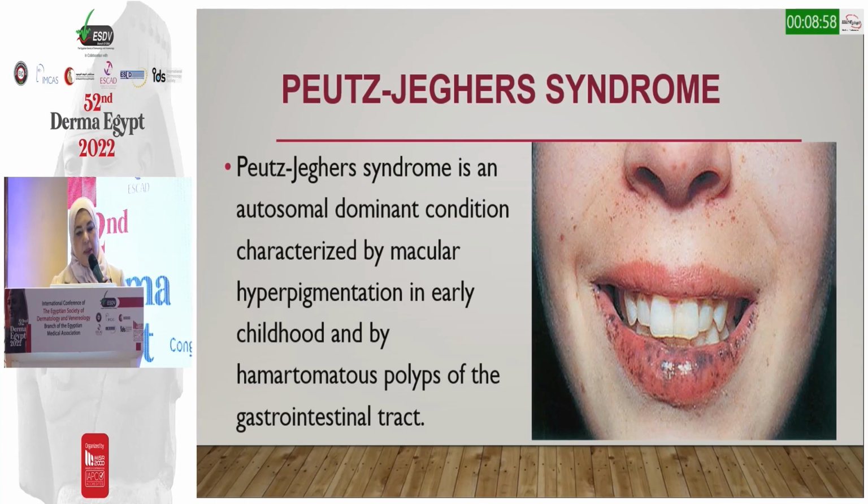Peutz-Jeghers syndrome is an autosomal dominant condition characterized by macular hyperpigmentation in early childhood, and by hamartomatous polyps of the gastrointestinal tract. وده بيساعدني في differentiation ما بينها وما بين الإيشو اللي قبل كده. ومهم قوي ان انا افرق ال gastrointestinal polyps ما بينها وما بين ال Gardner syndrome. في ال Peutz-Jeghers syndrome بتكون benign اما ال Gardner syndrome ممكن تكون associated with malignant transformation.